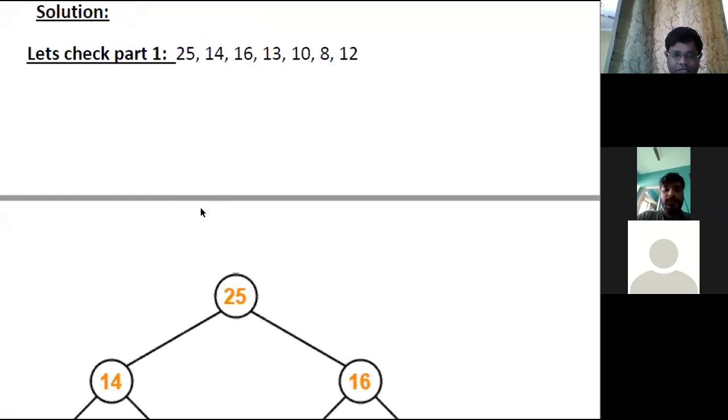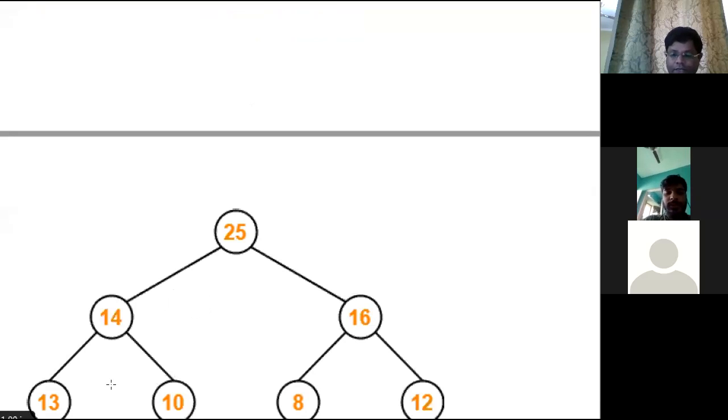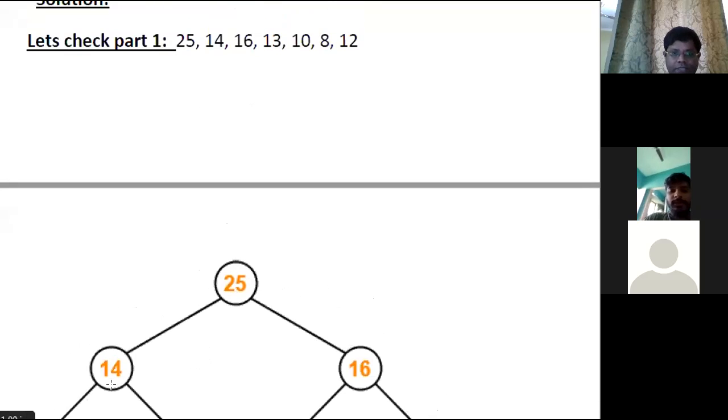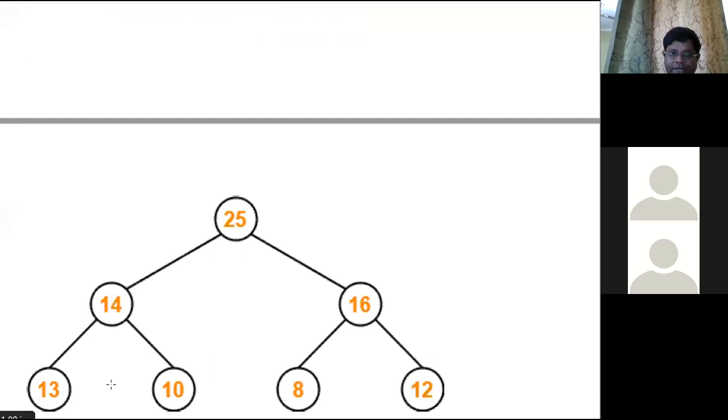The next element is 13, so 13 will go to the left of 14. Again the next element is 10, then 10 will go to the right of 14. At this time 14 is also full, so we proceed to the next node, that is 16. The next inserting element is 8, so 8 will go to the left of 16. And now the next element is 12, so 12 will go to the right of 16.